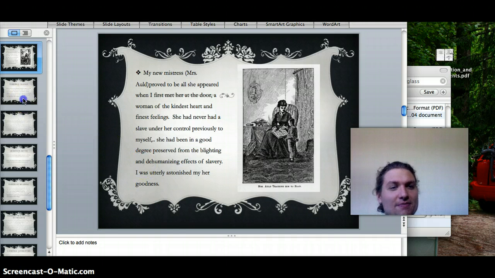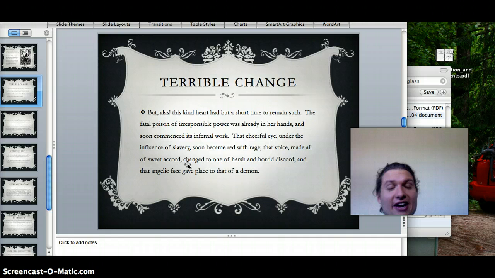But what happened? He said there was a terrible change. "But alas, this kind heart had but a short time to remain such. The fatal poison of irresponsible power was already in her hands, and that soon commenced its infernal work. That cheerful eye, under the influence of slavery, soon became red with rage. That voice, made of sweet accord, changed to one of harsh and horrid discord. And that angelic face gave place to that of a demon." That's that great line, that of a demon. So, that's how slavery changed her.